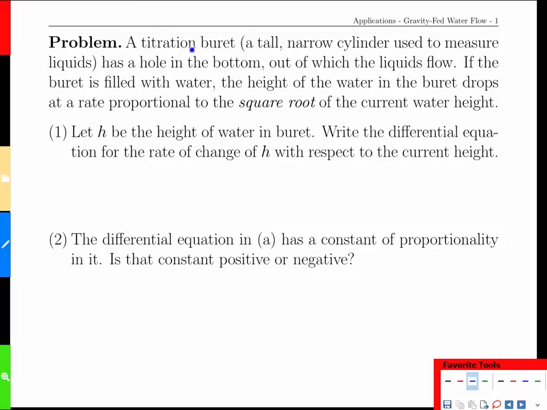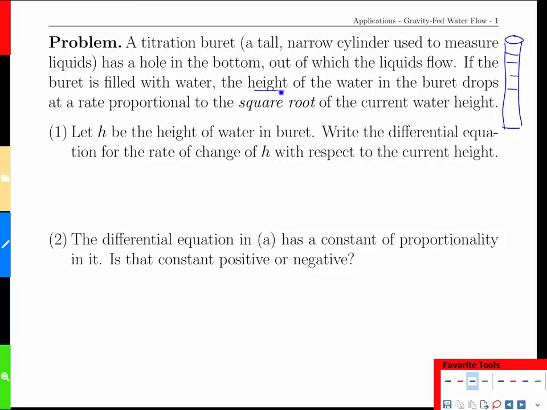In this problem, we consider the scenario of a titration buret. That's one of those tall, thin cylinders used in chemistry to gradually add fluids to a mixture. The physics behind that process is there's water in the container and there's a force of gravity, so there's some potential energy, and it's not that complicated to work through the physics and arrive at this conclusion.